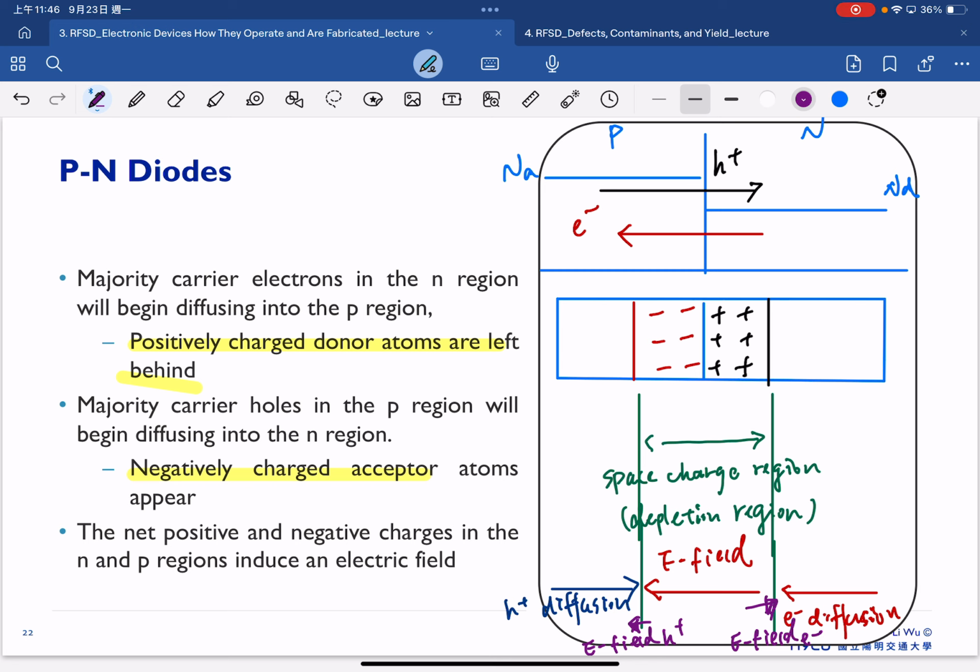So that's why in the end we won't have a piece of material that has the same concentration everywhere. Because of this space charge on the right and left, in the end it induces an electric field, and this E field will stop the hole diffusion and stop the electron diffusion.